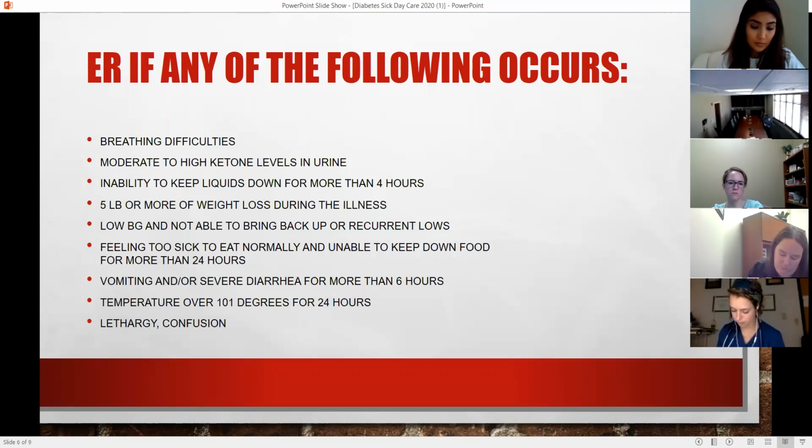And these are just guidelines, remember, because sometimes, depending on the patient, how well you know them and how well they're able to treat this at home, you might be able to keep them out of the ER. But if you're just not sure and you're worried, it's never going to hurt to send them. Next slide.